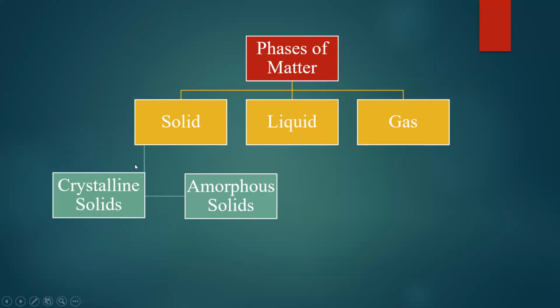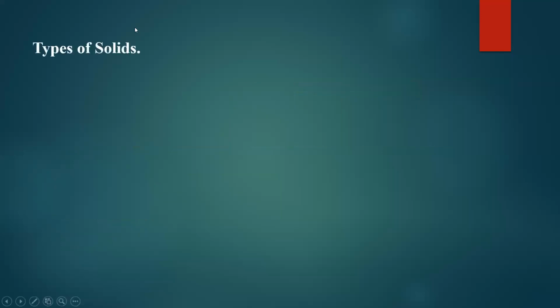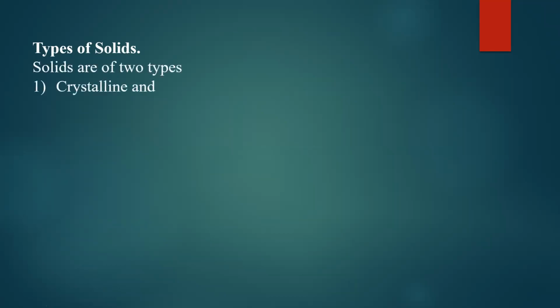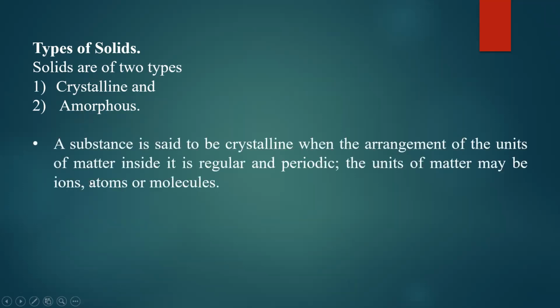So how are these crystals defined? What are the important properties of crystals? They are found in nature. Let us take that. Basically, solids are classified into two types based on structure: crystalline solids and amorphous solids.